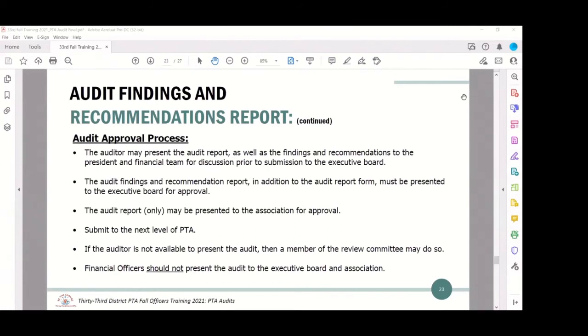Once that has been completed, you're going to submit to the next level of PTA. If the auditor is not available to present the audit, then a member of the review committee may do so. Financial officers should not present the audit to the executive board and association.